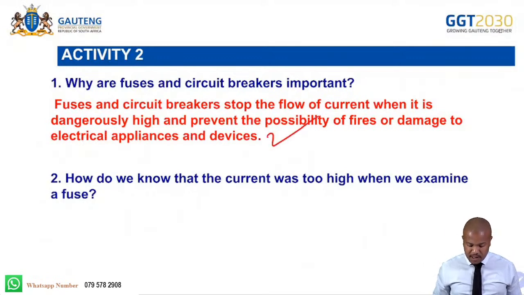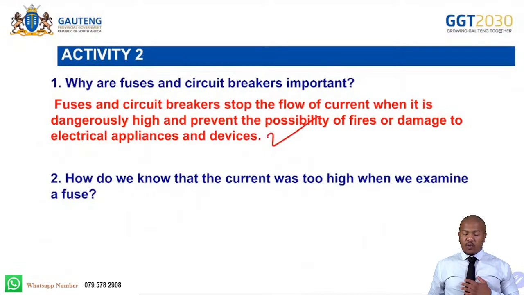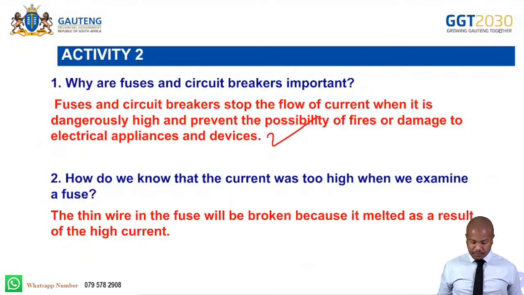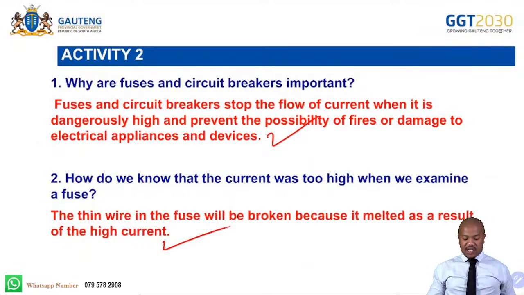You mark your work. Then number 2, how do we know that the current was too high when we examine a fuse? We know by looking at the fuse, because the thin wire in the fuse would have been broken because it melted as a result of the high current. So another quick minute now to copy down the corrections. Then after that, we are going to the last part of our lesson.